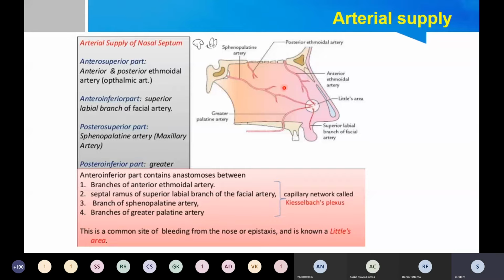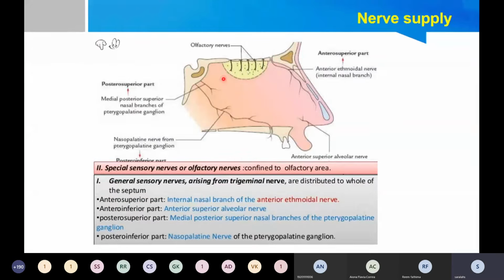Then we'll go ahead with the nerve supply of the nasal septum. If you can observe here, the nose is one of the main sensory organs, isn't it? It carries the sensation of smell. So you can divide the nerve supply into two parts, that is general sensations and special sensations. Remember, special sensation is through the olfactory nerves, and that is restricted only to the olfactory area.